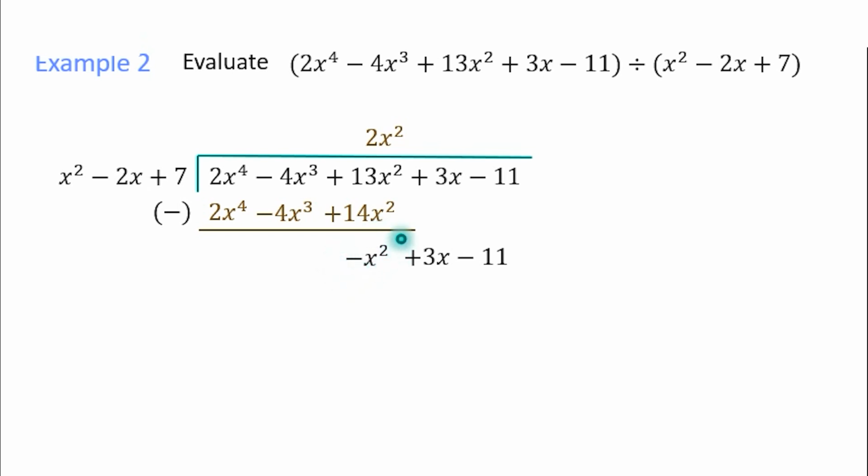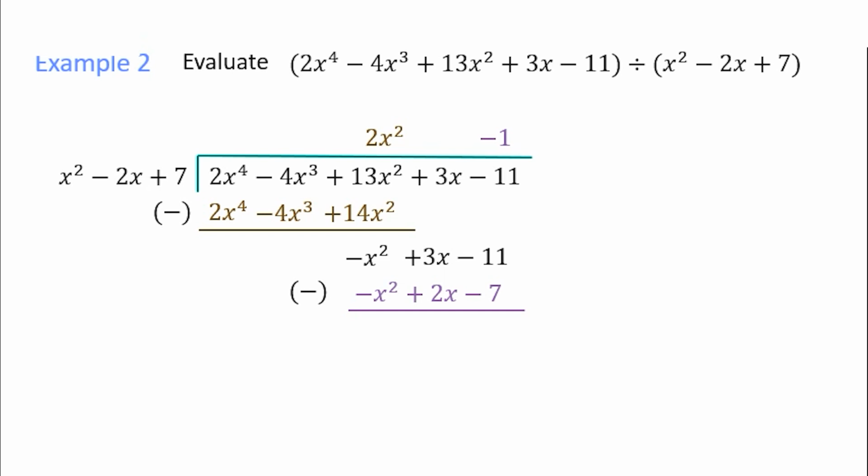The highest degree term divided by the highest degree term here. So negative x squared divided by x squared equals negative 1. And then let's do the multiplying. Negative 1 times my divisor, it means that there are no more changes, only the signs. So all the signs will change. So this way I will get negative x squared plus 2x minus 7.